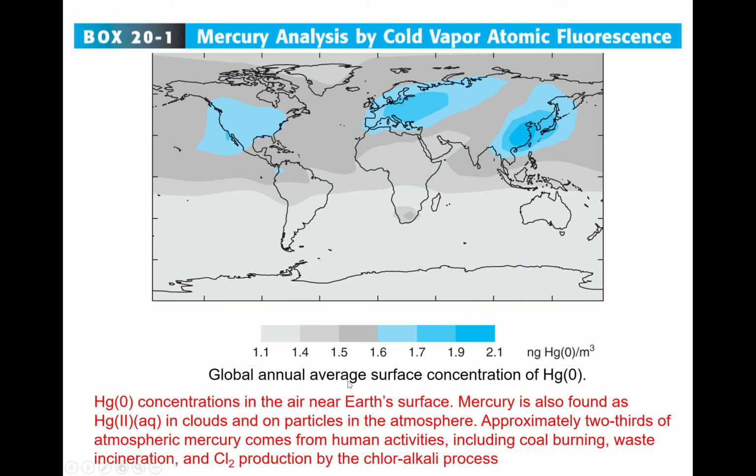And, let's see this map. This is a global annual surface concentration of zero valent mercury. Okay, the very strong blue color means a high concentration of mercury, right? Our nation also has a very high concentration of mercury, all right? But in Africa, South America and Oceania, the mercury concentration is quite low.